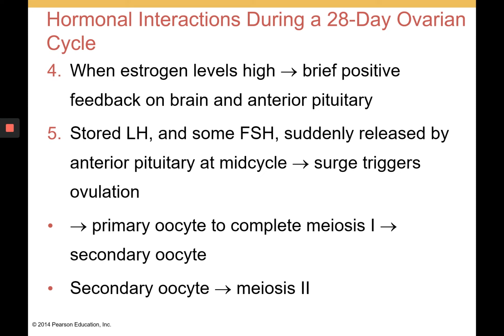And that's going to cause a surge in gonadotropins about mid-cycle. So stored luteinizing hormone and a little bit of FSH, or follicle-stimulating hormone, are going to suddenly be released mid-cycle from the anterior pituitary, and it's actually the LH surge specifically, a surge of luteinizing hormone that occurs mid-ovarian cycle, that causes ovulation. The primary oocyte is going to be able to complete meiosis 1 to become a secondary oocyte because of this surge of LH. And it's the secondary oocyte that is ovulated and then, if fertilized, completes meiosis 2.